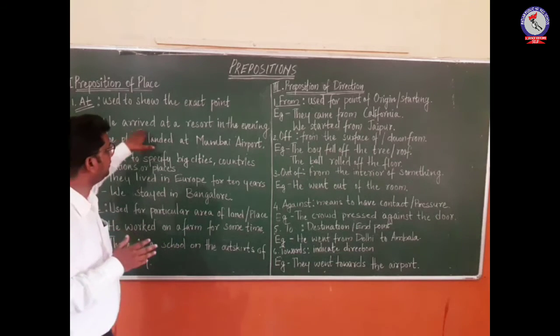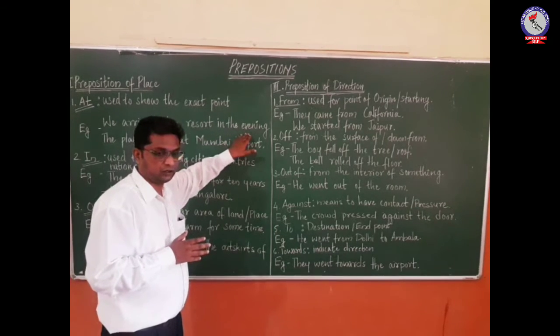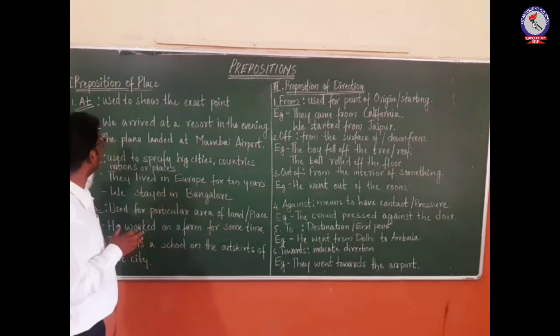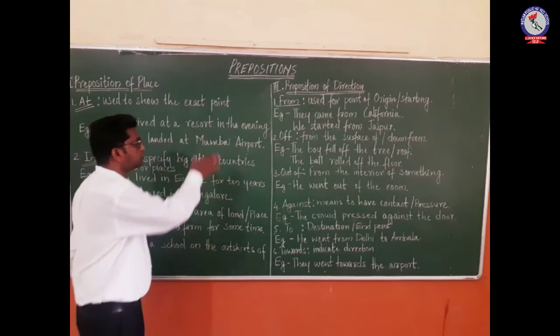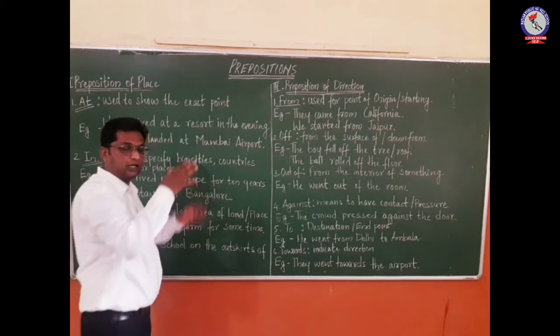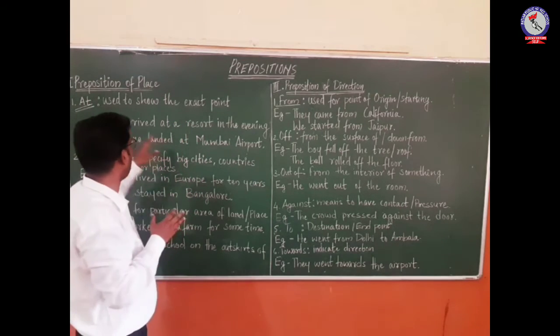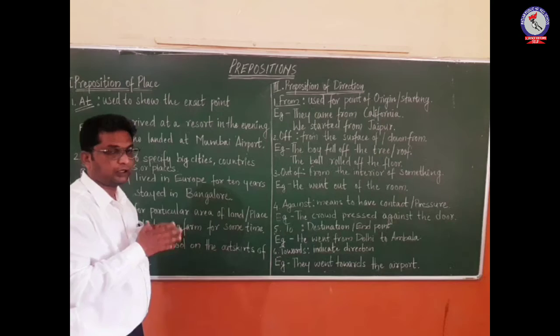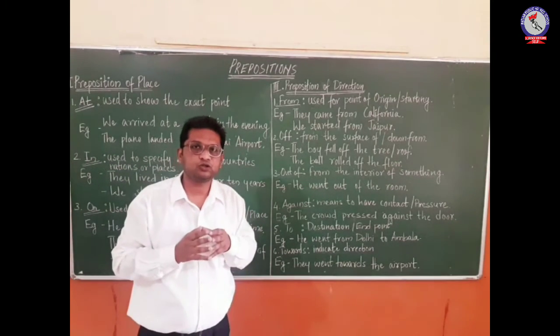We arrived at a resort in the evening. So we can see that we arrived at a resort. Now this resort shows us the exact point where we have reached. So in order to show the exact point, we can make use of at.